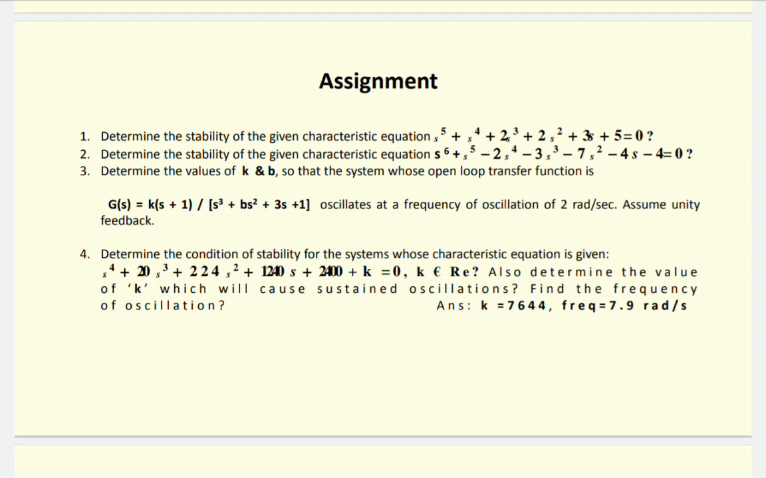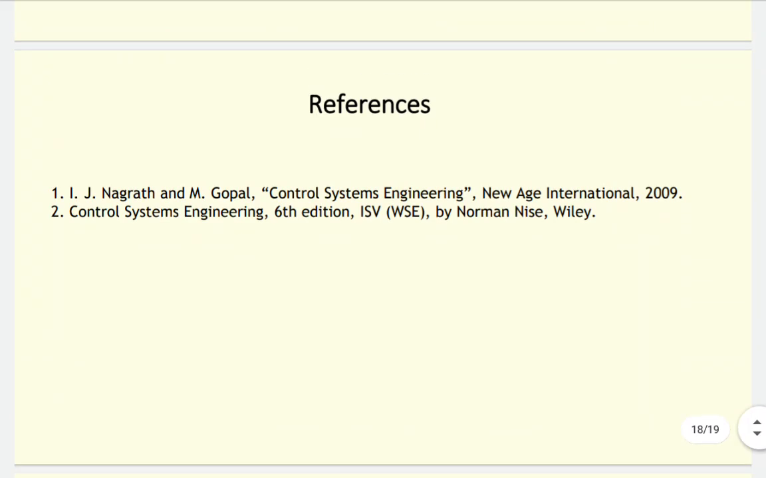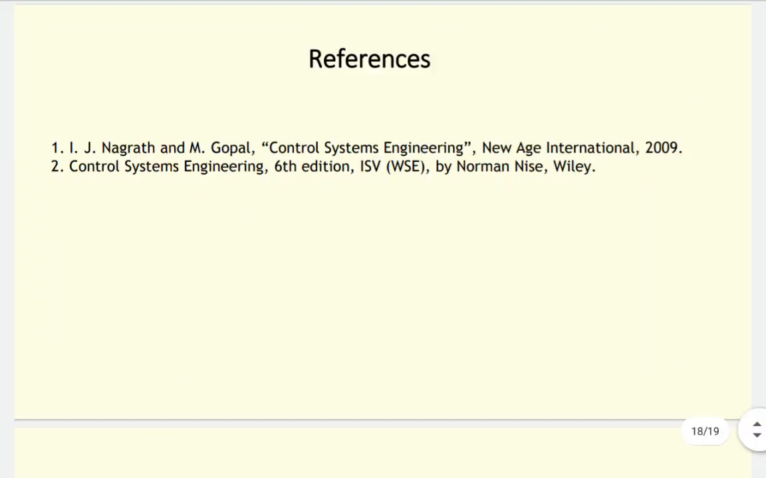Then number 4: determine the condition of stability for the system whose characteristic equation is given by s^4 + 20s^3 + 224s^2 + 1240s + 2400 + K = 0, where K belongs to the real numbers. Also determine the value of K which will cause sustained oscillation, and find the frequency of oscillation. Here the answer is K = 7644 and frequency omega = 7.9 rad per second. These are the respective references; I told you I am taking help from these books, and that's all for today.